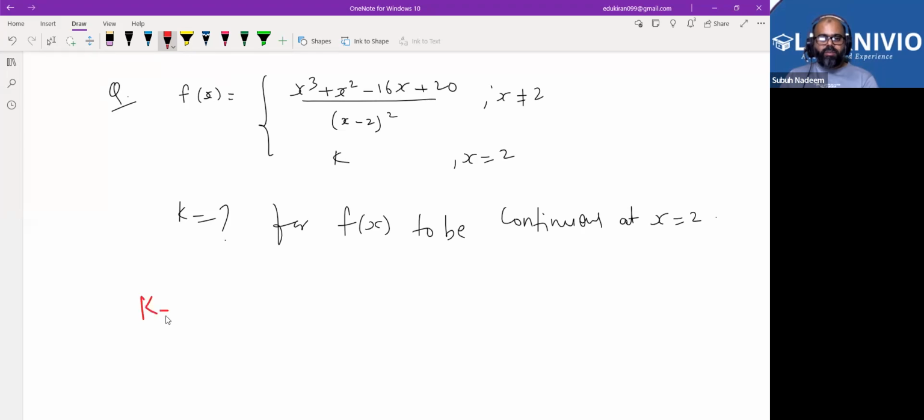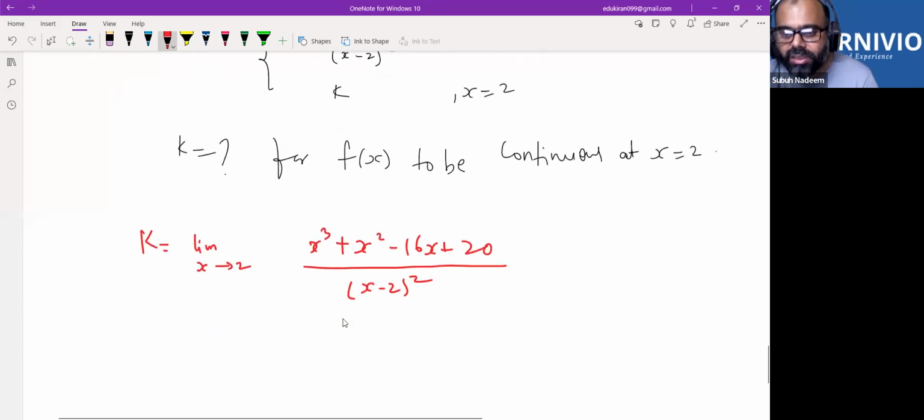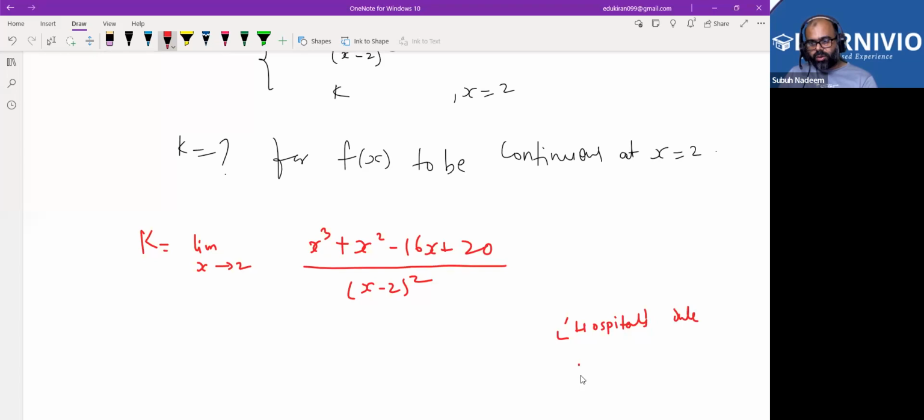That means k would be equal to limit x approaching 2 of x cube plus x square minus 16x plus 20. So there is a short way also of doing this type of questions, that is called L'Hopital rule, or in short it is called LH rule.